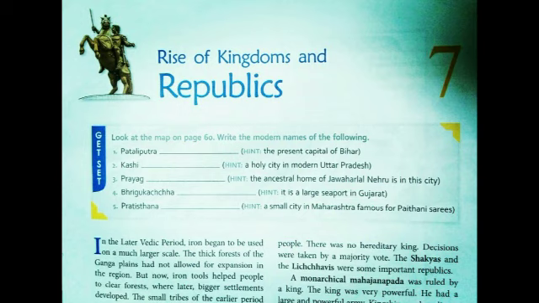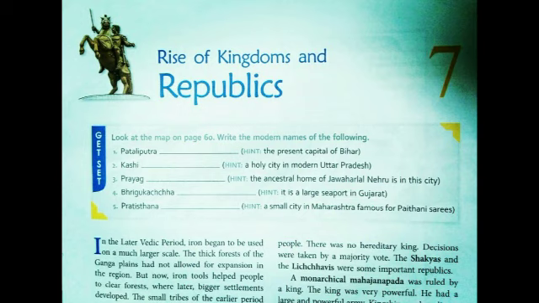Very good, Patna. Okay. Second one, Kashi. It is a holy city in modern Uttar Pradesh. What is the present name now? Yes, it is Varanasi. Third one, Prayag. It is the ancestral home of Jawaharlal Nehru in this city. Yes, it is Allahabad.